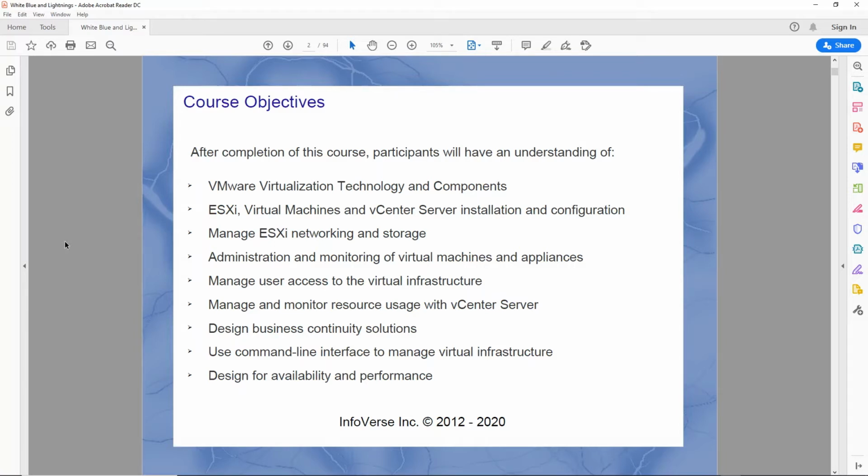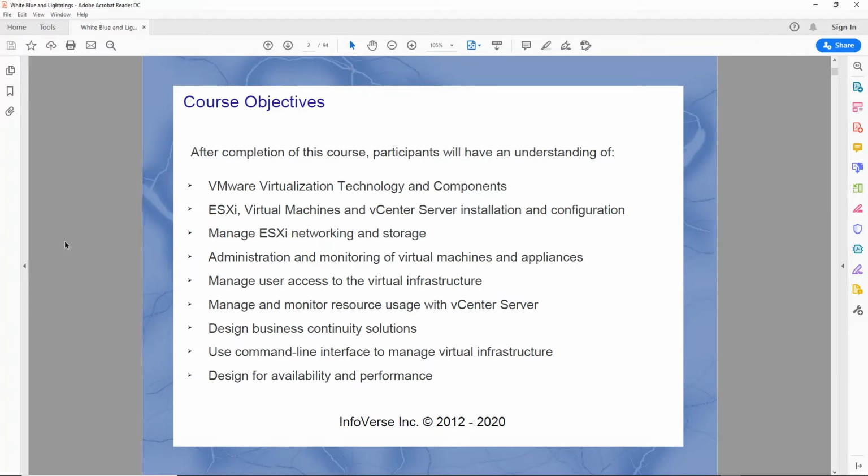This is again a very important concept because, as we know, in a virtual environment the physical resources are shared among many servers, so it's very important to have this capability. Also designing business continuity and disaster recovery solutions, using the command line interface to manage virtual infrastructure in the event that web-based access is not available or is very slow, and designing for availability and high performance.